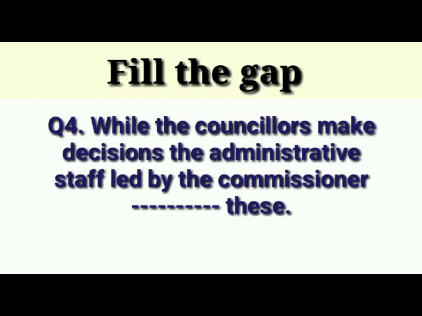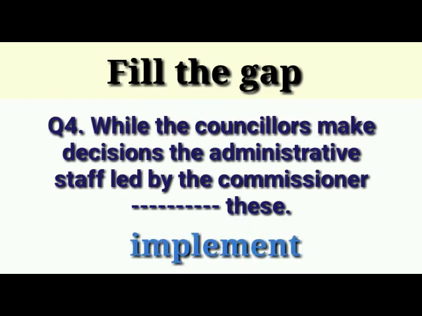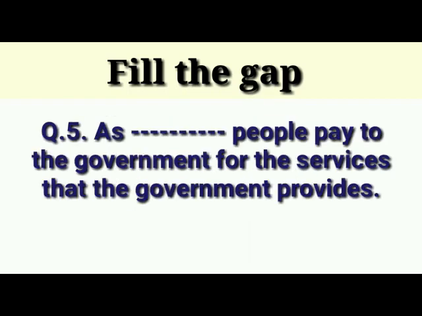Next question is while the councillors make decisions, the administrative staff led by the commissioner dash these. Answer is implement. Clear? Next question is as dash people pay to the government for the services that the government provides. Answer is taxes. People pay taxes for the services that the government provides.